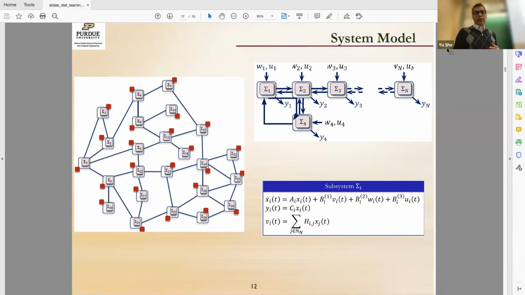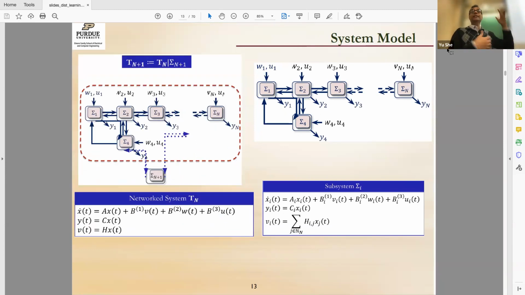Okay. So I can stack everything up and talk about this network state system. The only thing that's interesting here is capital N, which is an index of how many systems there are. So this is according to a certain graph.